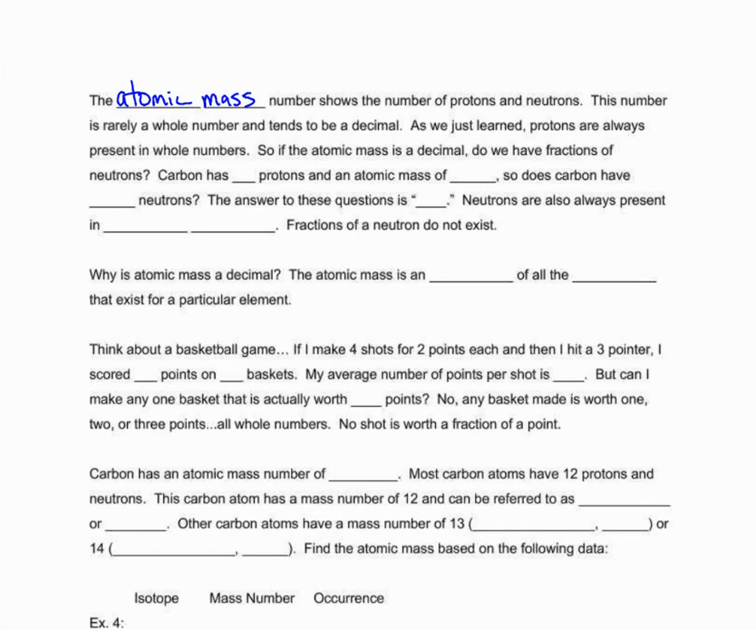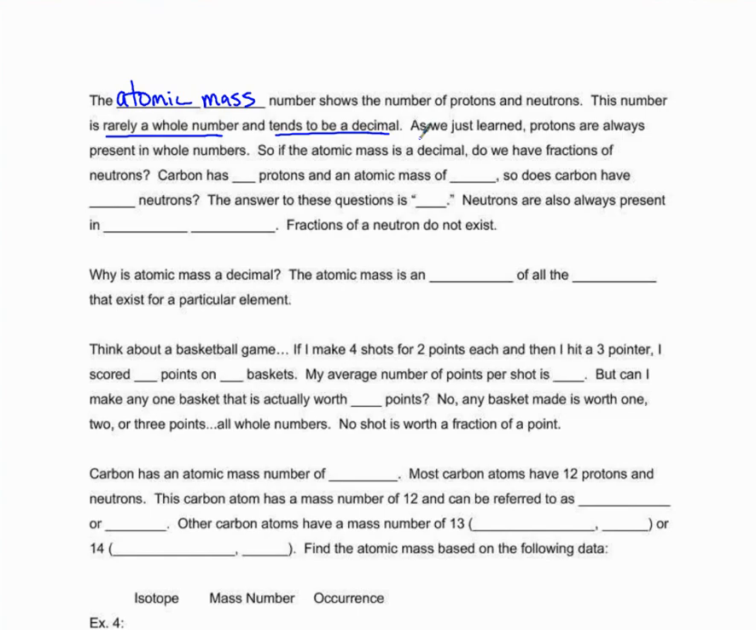The atomic mass number shows the number of protons and neutrons. But this number is rarely a whole number, and it tends to be a decimal. So as we just learned, protons are always present in whole numbers. So if the atomic mass is a decimal, do we have fractions of neutrons?